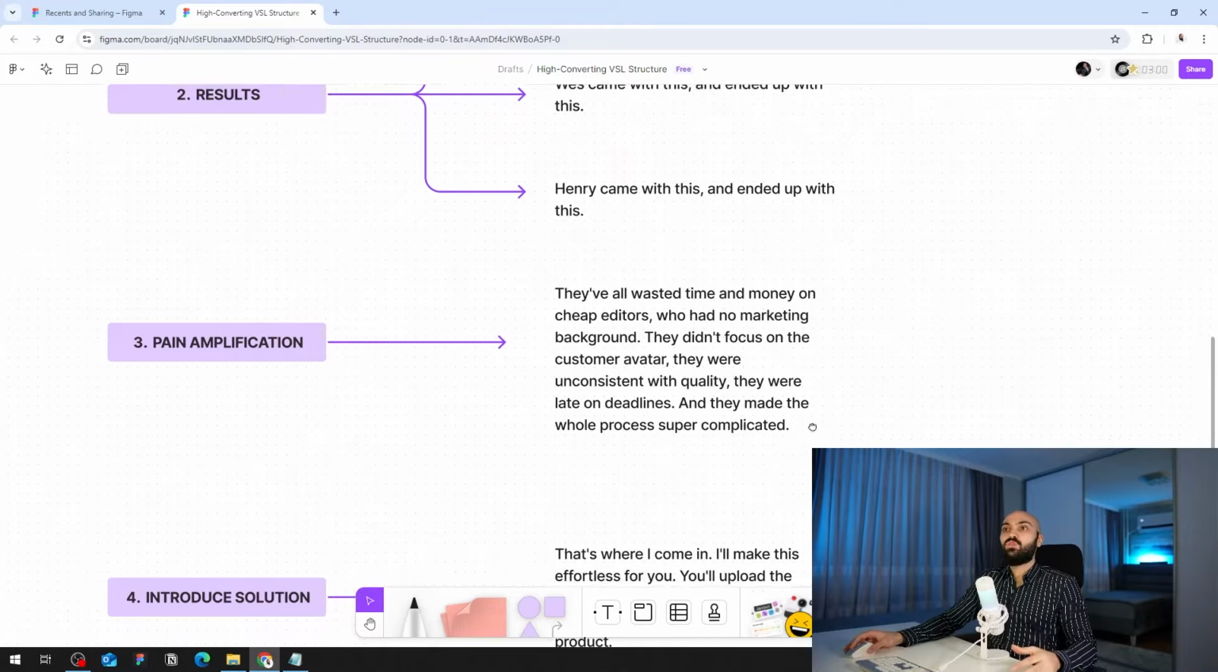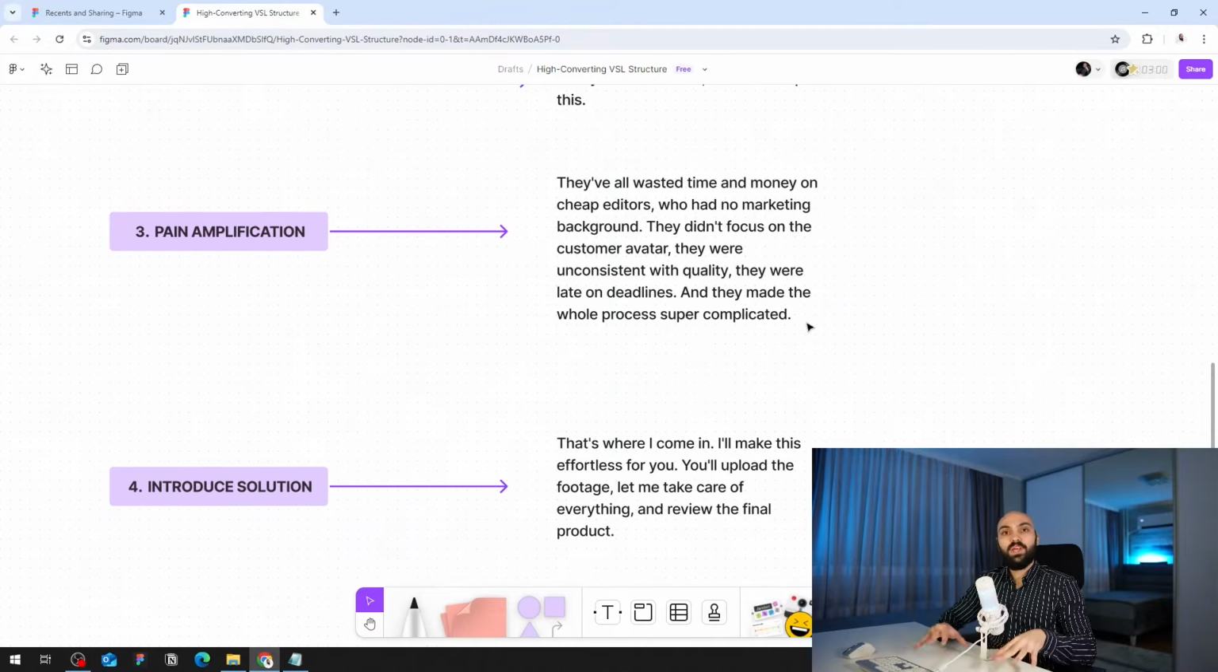Then we move on to pain amplification. Now they already know that I'm competent to talk about things. I analyzed my target audience very well. I know what they're struggling with because I was the person who struggled with VSLs years ago. And I know every pain point that I can point at.